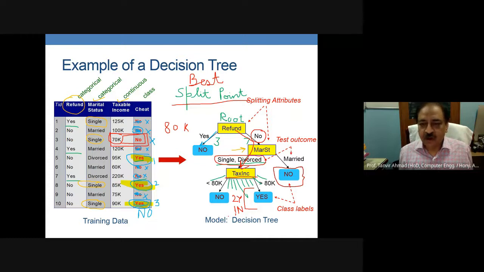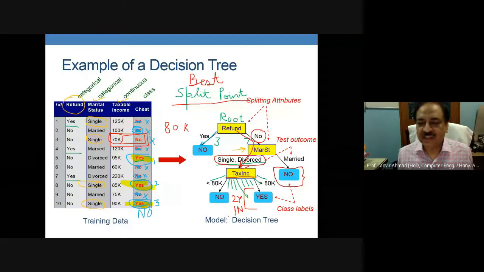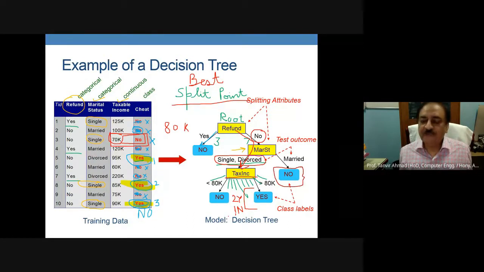One, all tuples in that branch belong to the same class. जैसे कि रिफंड के यस के साथ हुआ था या मैरिटल स्टेटस मेरिट के साथ हुआ था। सेकंड, कोई भी रिमेनिंग एट्रीब्यूट नहीं बचा, there is no remaining attribute and therefore you have to apply a majority voting.